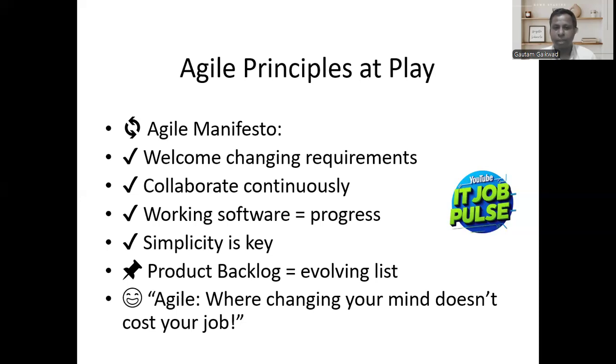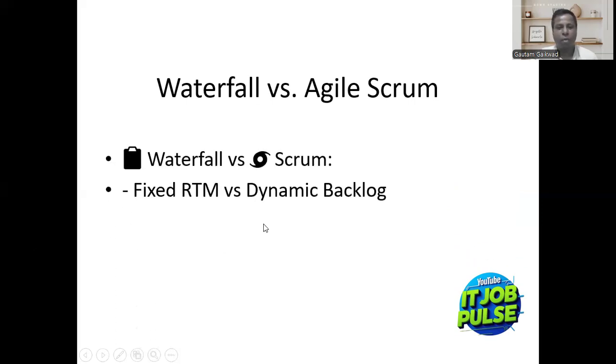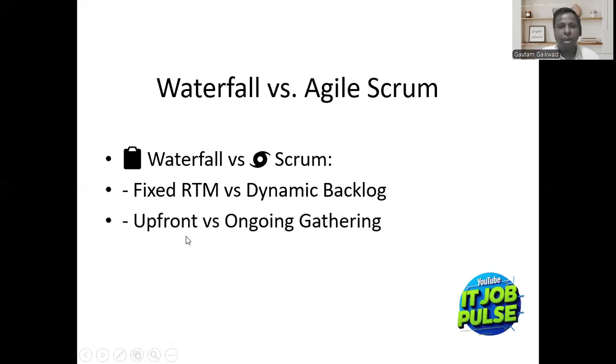There are only three roles: Scrum Master, the Scrum team, and the product owner. So we will understand those things in coming videos. So let's do the basic comparison of waterfall versus Agile Scrum. Waterfall versus Scrum: fixed RTM versus dynamic backlog, upfront versus ongoing gathering.